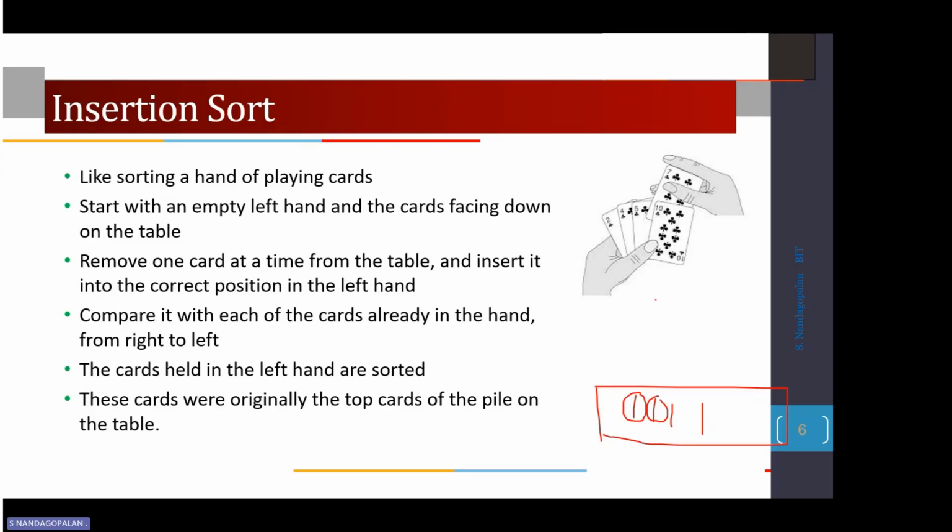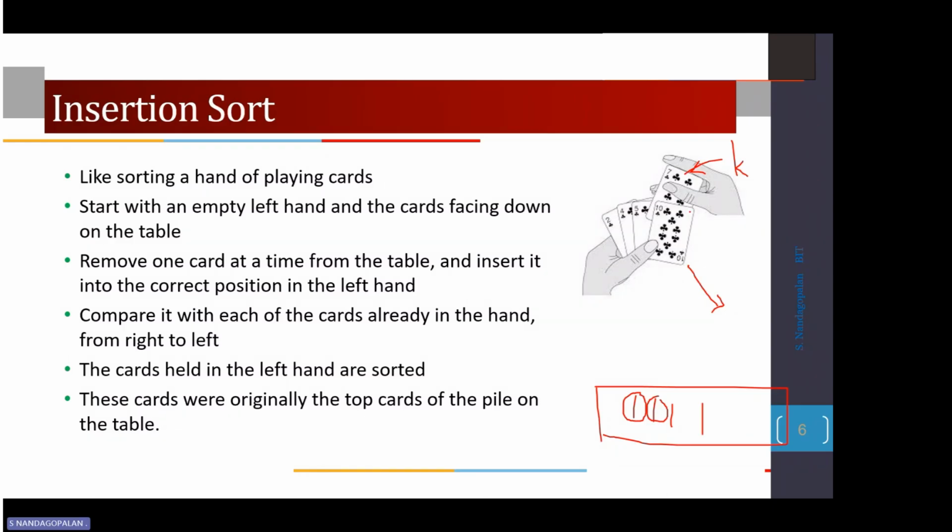So assume a scenario like this where one of the players has already picked 4 cards and this is the 5th one. So this is the key. I can call this the key. Now you can see here the cards which are already in the hand are sorted: 2, 4, 5, 10. So this is called partially sorted.